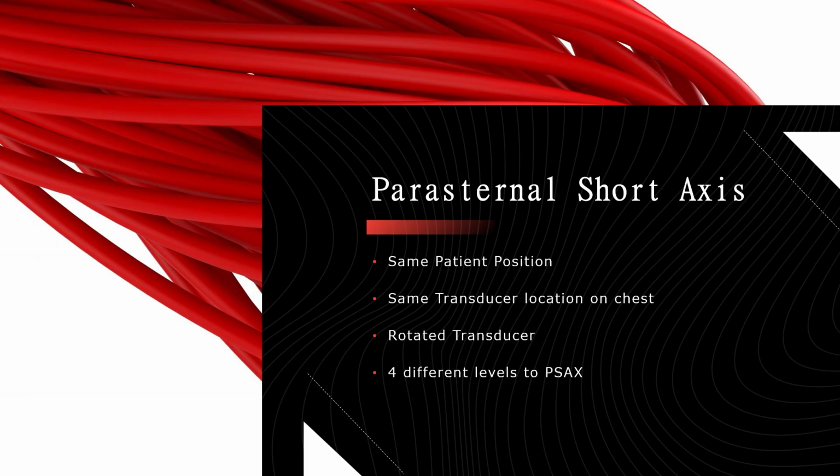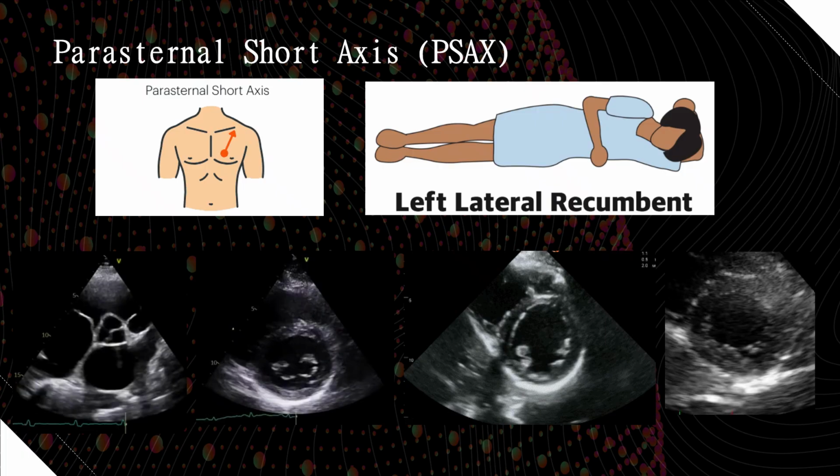Parasternal short axis. This is the same patient position, same transducer location on chest, rotate the transducer. It's just four different levels to the parasternal short axis, four different views. These are the four different views we will be going over.